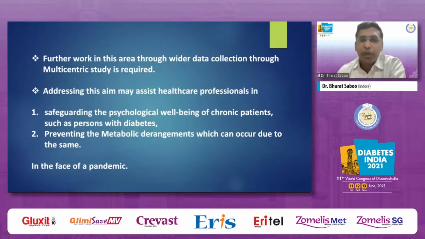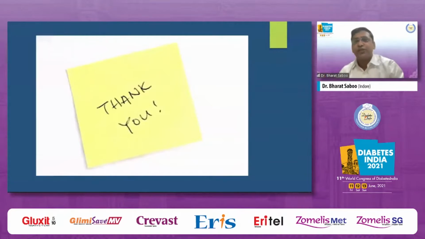But there is a lacuna in this study. I would admit that further work in this area through wider data collection through a multicentric study is required, because this sample doesn't reflect most of India. It is only confined to central India. And the aim of this study may assist healthcare professionals in first safeguarding the psychosocial well-being of chronic patients, especially persons with diabetes who are at more risk, and preventing the metabolic derangement which can occur due to the same in the face of a pandemic which is still ongoing. With that, thank you, sir.